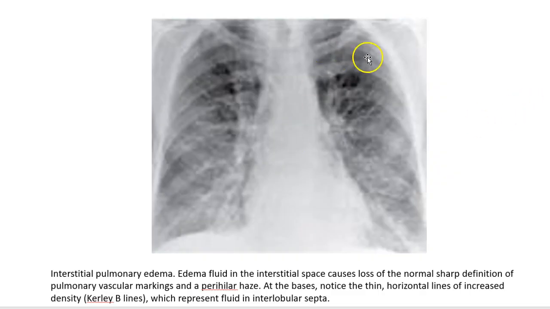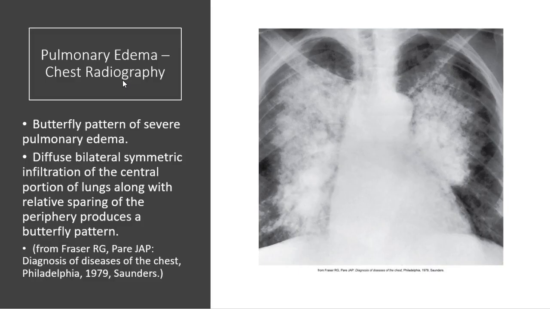So here's the chest. These lungs should be black, not white. It's got a perihilar haze, that's what they call that. And you can see the butterfly pattern here, so it looks like a butterfly. So there you go. That's your pulmonary edema.